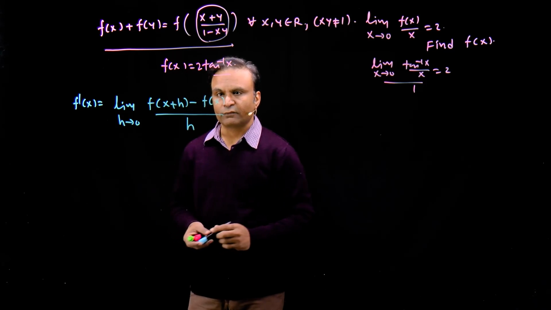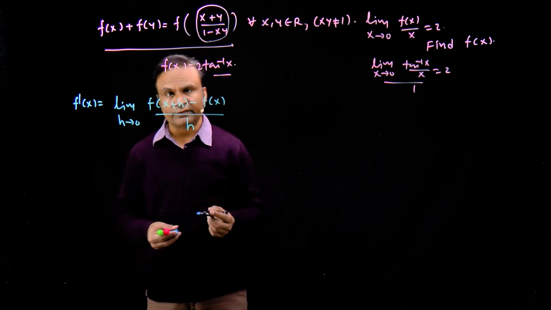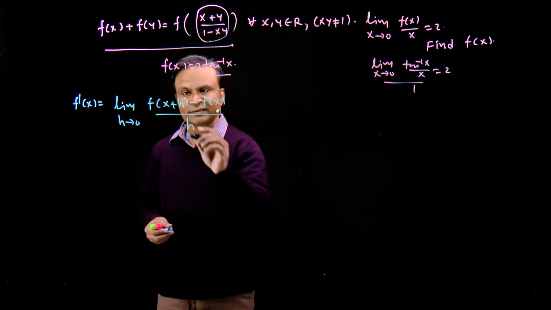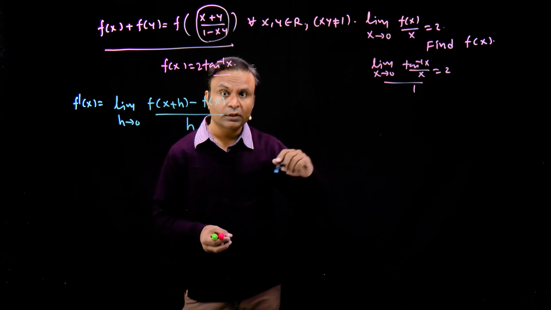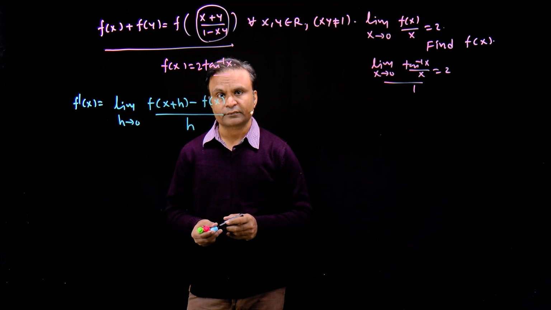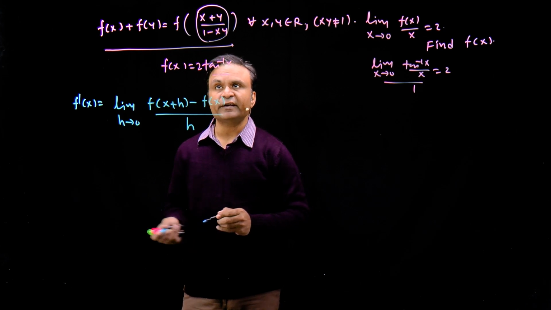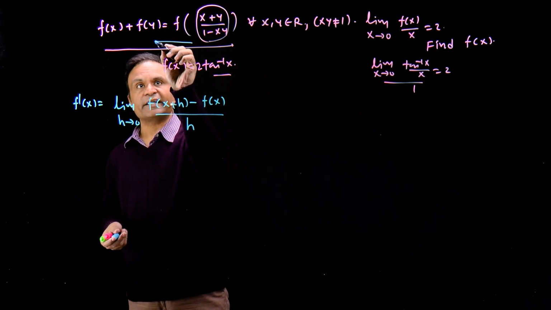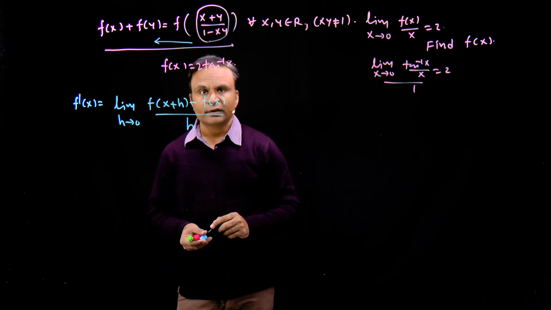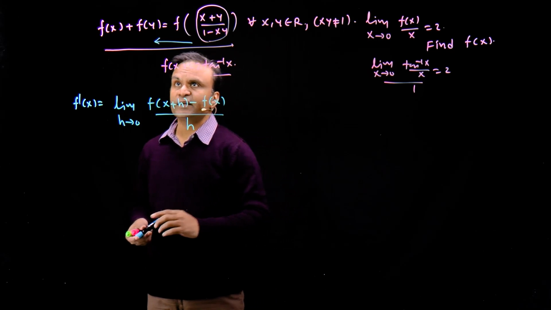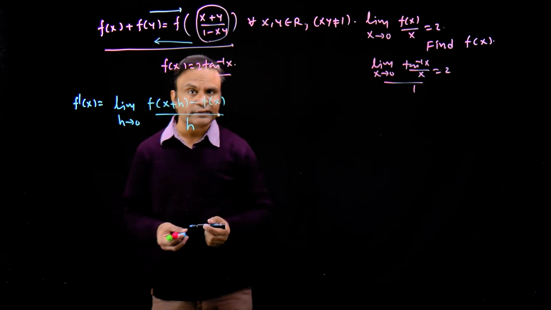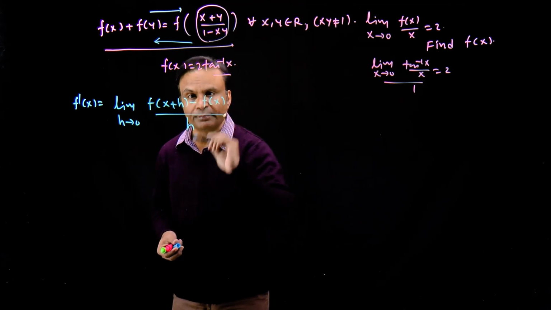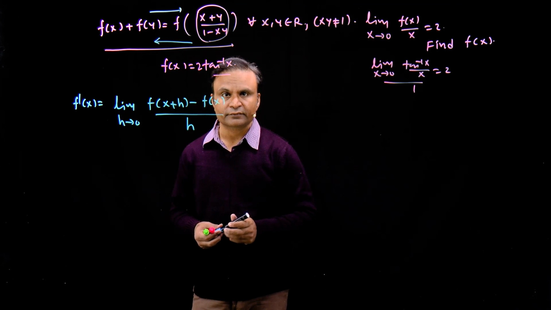Now in this we will use this functional equation. The problem is here we have x plus h and here we have (x plus y) upon (1 minus xy). So it is difficult to use this relation in this direction. Also, if I want to use the relation in this direction, I have here f(x) plus f(y), but here we have a minus sign in between.